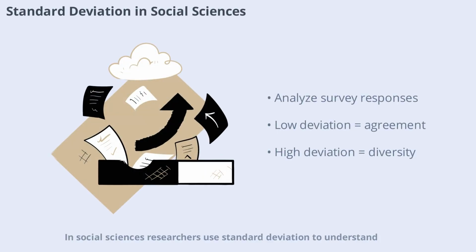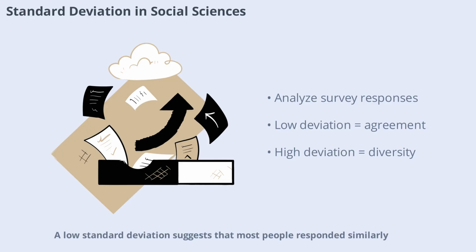In social sciences, researchers use standard deviation to understand patterns in survey responses or behavioral studies. A low standard deviation suggests that most people responded similarly, while a high standard deviation indicates diverse opinions or behaviors. This helps researchers draw meaningful conclusions from their studies.